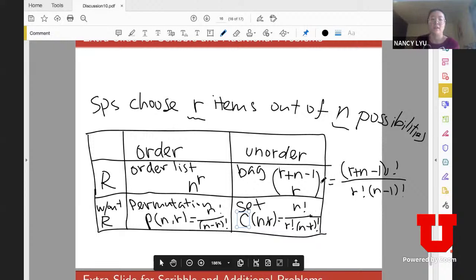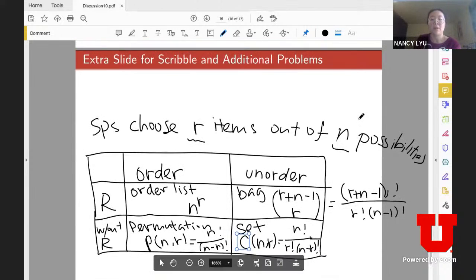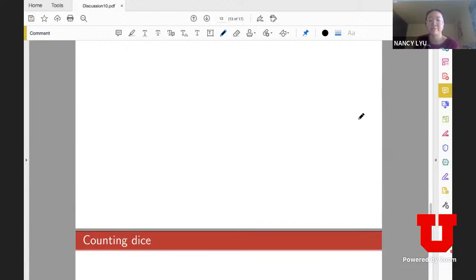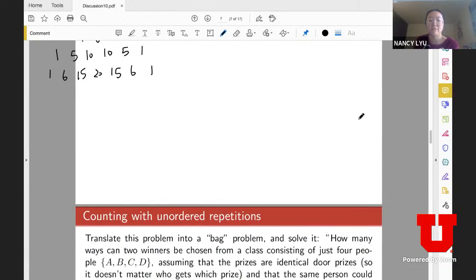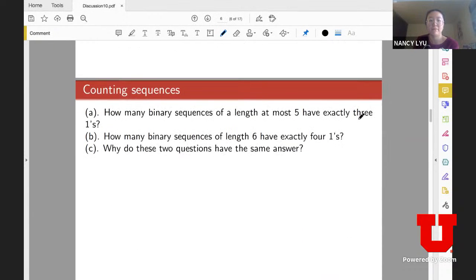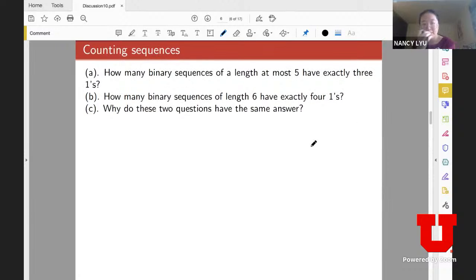Okay. And now let's go back to the problem. So for this one, it says, how many binary sequences of length at most 5 have exactly 3 ones?